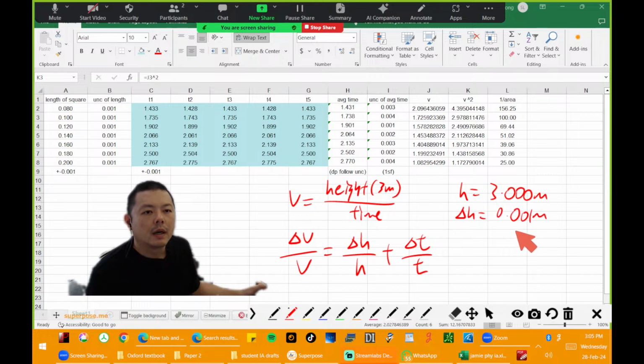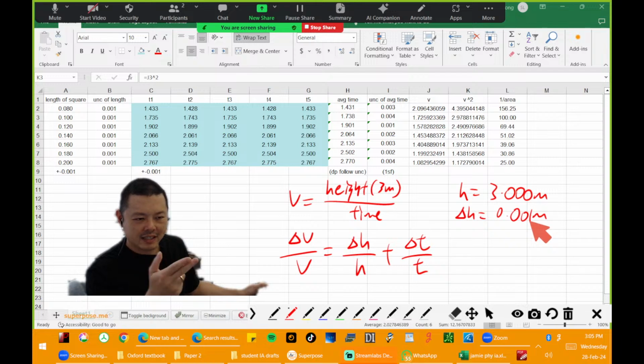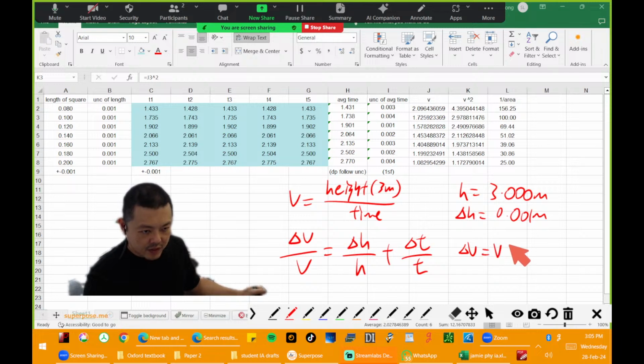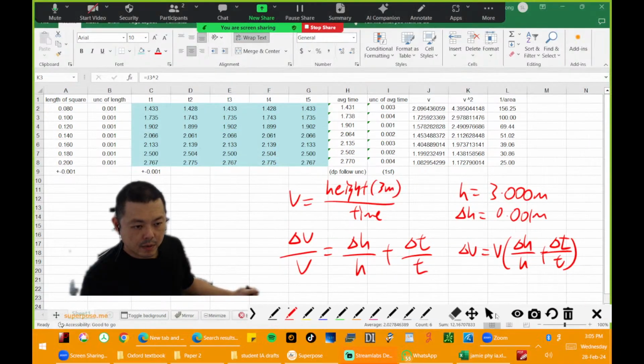Actually, you can be conservative and say that, because of maybe parallax error and all that, you can give it 0.005. But if you put it down and your teacher doesn't say anything, like, oh, what if there's something wrong, then you just keep it at 0.001 first. So that means that del V is equal to V times del H over H plus del T over T. I'm going to screenshot this for you to use as a sample calculation.